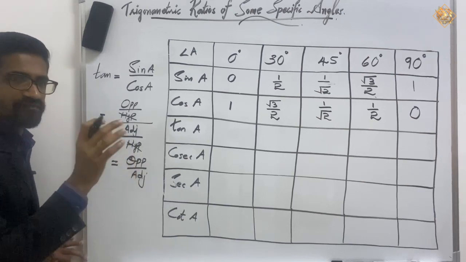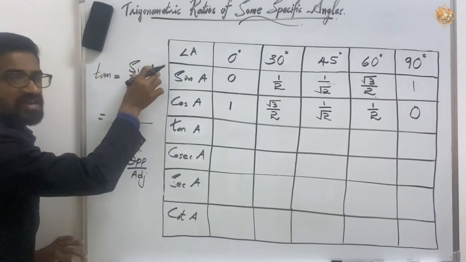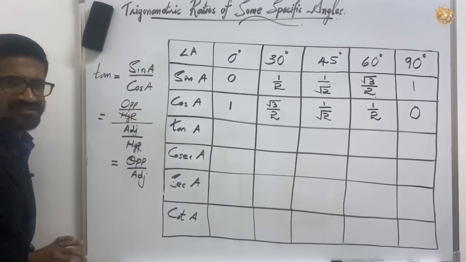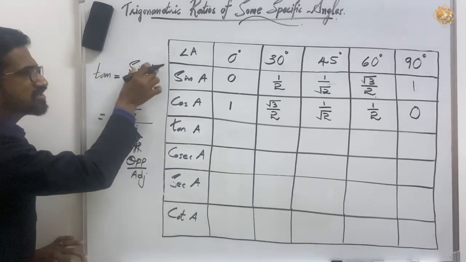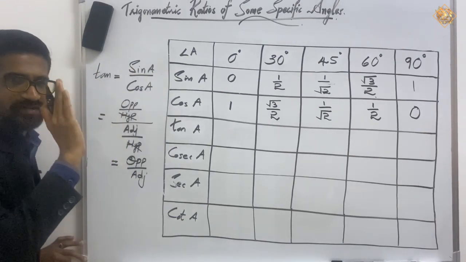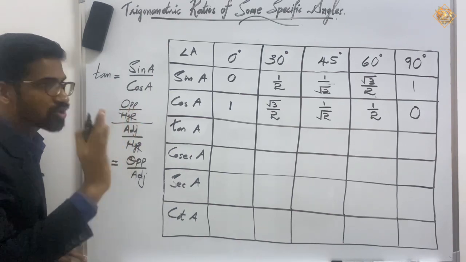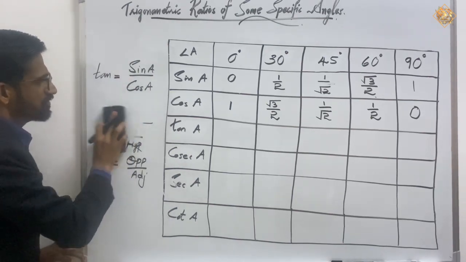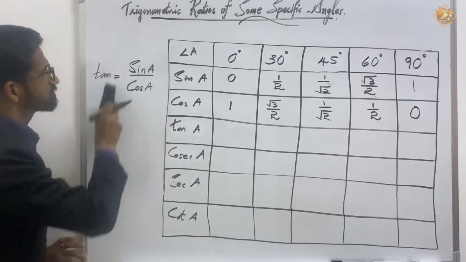So in short, we can write tan as sine A by cos A. Hope it is clear. Tan is equal to sine by cos. Keep in your mind, tan is equal to sine by cos. So what will be cot in that case?